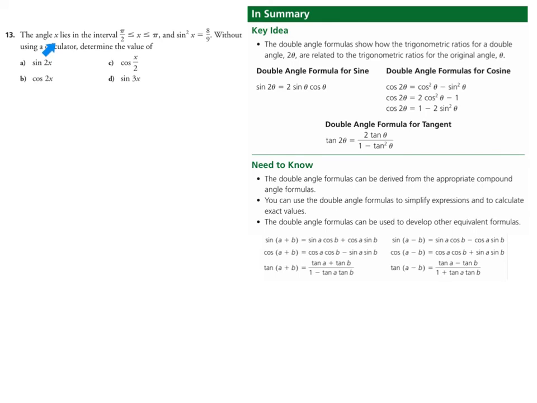Number 13, the angle x lies in this interval, so this is second quadrant, and sine squared x is 8/9. Without using a calculator, determine the value of these things. All right, let's set it up here. We know we're in quadrant 2, and we said that sine squared of x is 8/9. So sine of x is equal to the square root of 8/9 plus or minus, but we know that sine x has to be positive because it's in quadrant 2. So it's just going to be the plus.